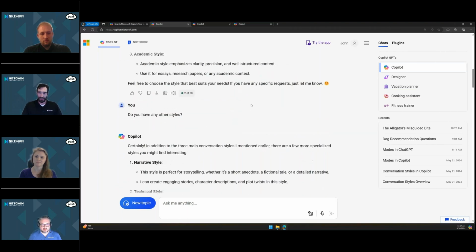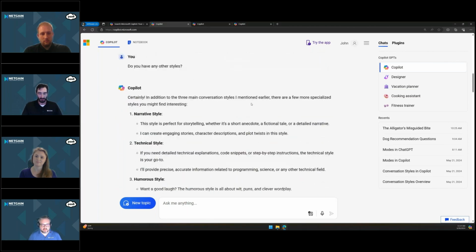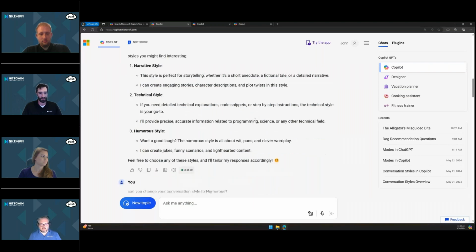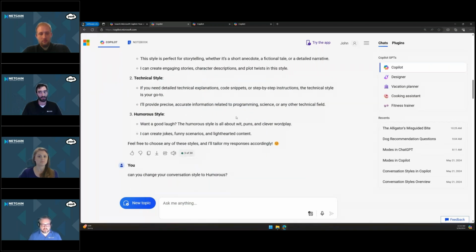You can continue to ask them about different styles. These are just ones we went through that I thought had some value. You can break it down even more into a narrative approach, where this style is great for storytelling: short, anecdotal, fictional. Or maybe we need a technical style. So we could think about software development, code snippets, step-by-step instructions. And then a humorous style. Everybody likes a good laugh, and Copilot can do such a thing for us.